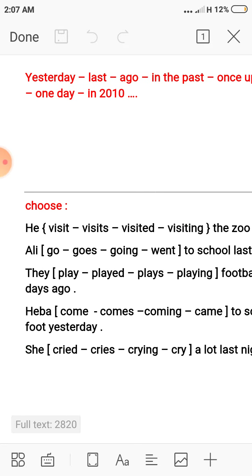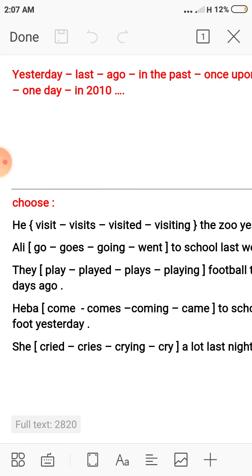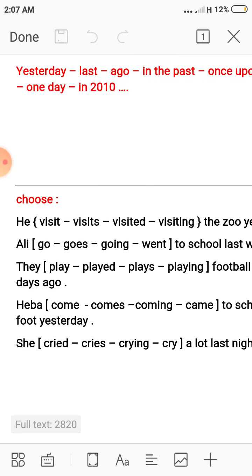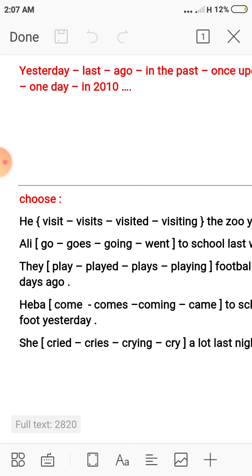They played, plays, playing football 2 days ago. That's right, played, because we have ago. Heba comes, coming, came to school on foot yesterday. That's right, came, because we have yesterday. She cries, crying, cry a lot last night. That's right, cried, because we have last night.